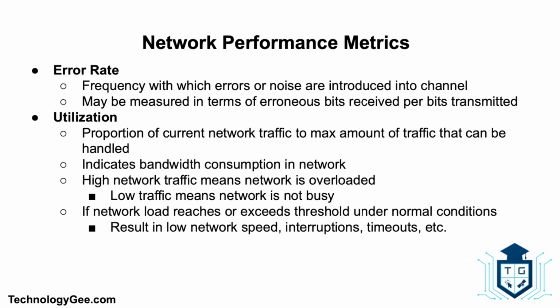And then we have error rate, and this is the frequency with which errors or noise are introduced into the channel. Error rates may be measured in terms of erroneous bits received per bits transmitted. And then finally, we have utilization. Network utilization is the proportion of the current network traffic to the maximum amount of traffic that can be handled. It indicates the bandwidth consumption in the network. While high network traffic means the network is overloaded, low network traffic means that the network is not busy. If the network load reaches or exceeds the threshold under normal conditions, this will result in low network speed, interruptions, timeouts, etc. The network load is an indicator of the network utilization.